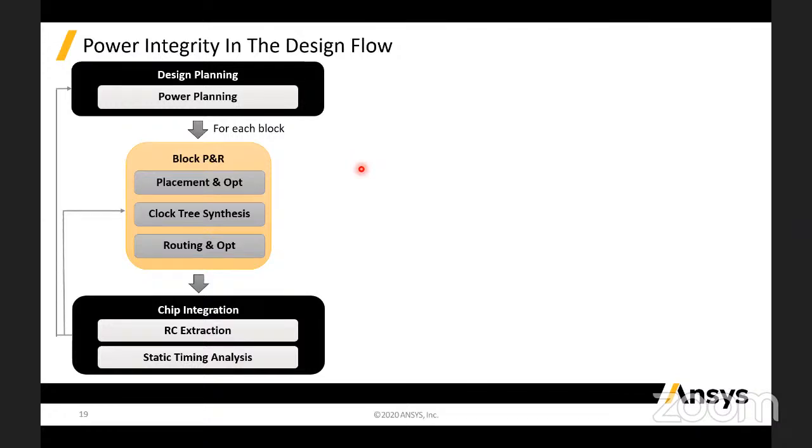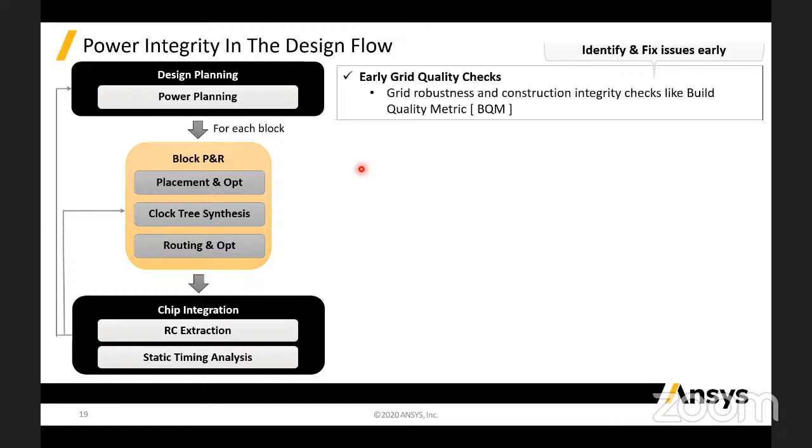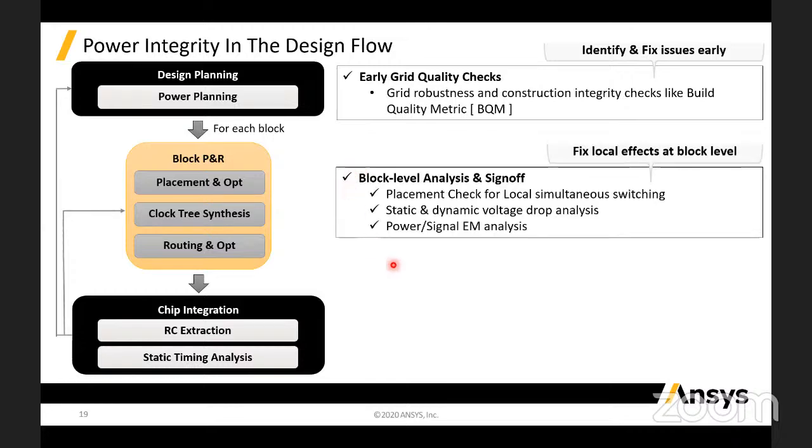Now I want to talk about where in the design flow this can be applied to ensure that power integrity challenges are successfully addressed in your design cycle. During the start of the design flow, there is the power planning stage where you want to identify and fix issues very early. This can be done by using RedHawk-SC to do early grid quality checks. Then during the block level analysis and sign-off stage, static and dynamic voltage drop analysis and power and signal electromigration analysis can be done at the block level to ensure that all the local effects at the block level are successfully addressed.